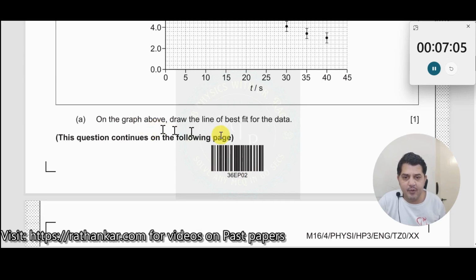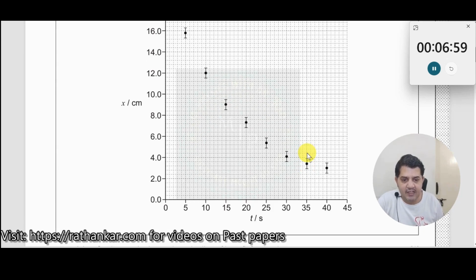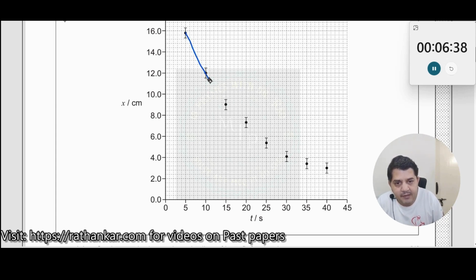On the graph above, draw the line of best fit for the data. Whenever data is given and whenever a graph is given, the first thing we expect is to draw the line of best fit. So how do we draw the line of best fit? We start with these dots over here and see to it that I draw a curve. Remember, line of best fit doesn't always mean that it should be a straight line. It could also be a curve that passes through all these points over here. So now let me take up these points. It should be a smooth curve.